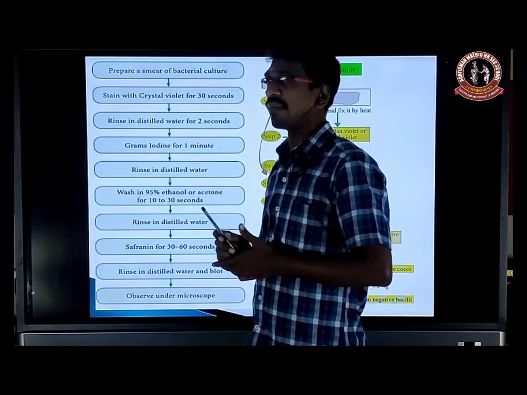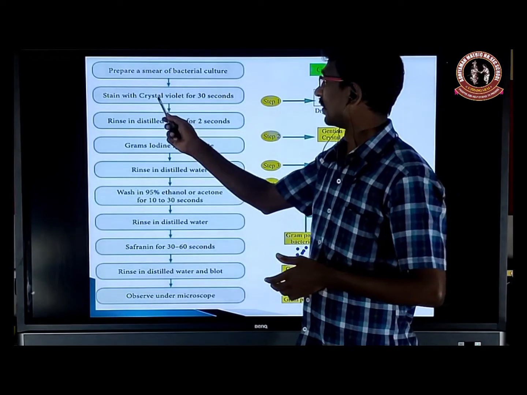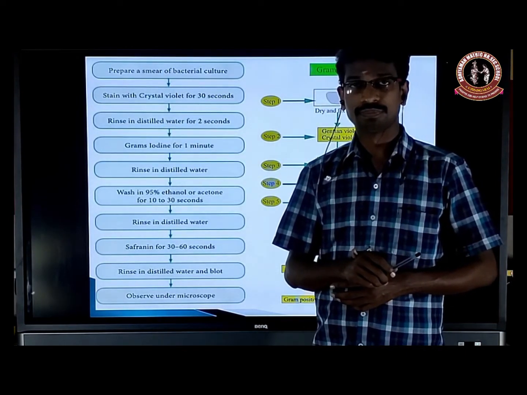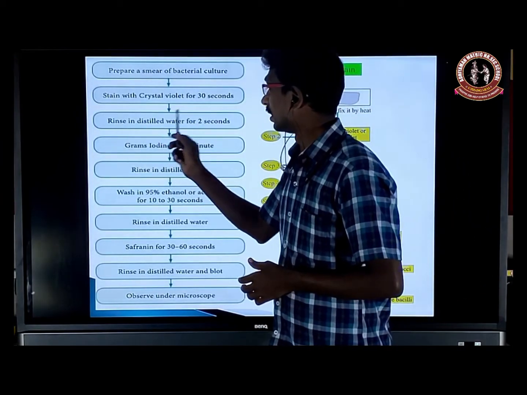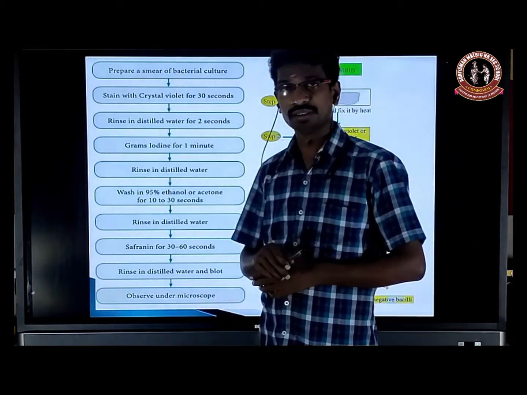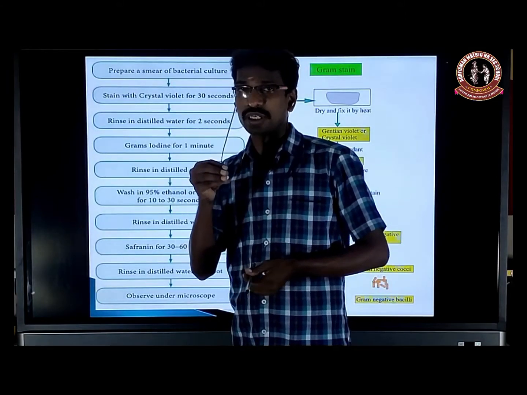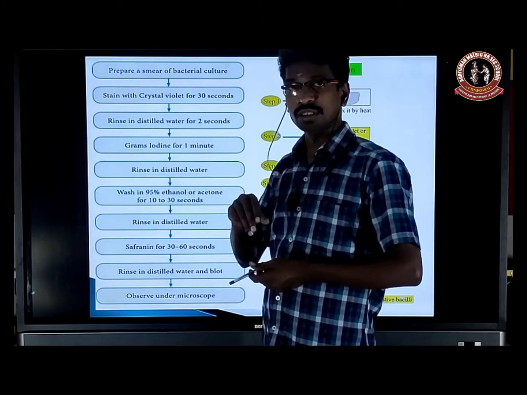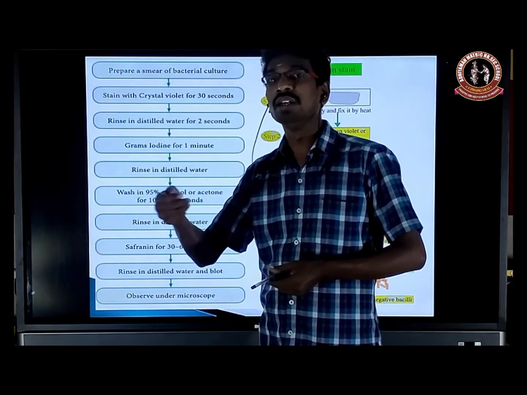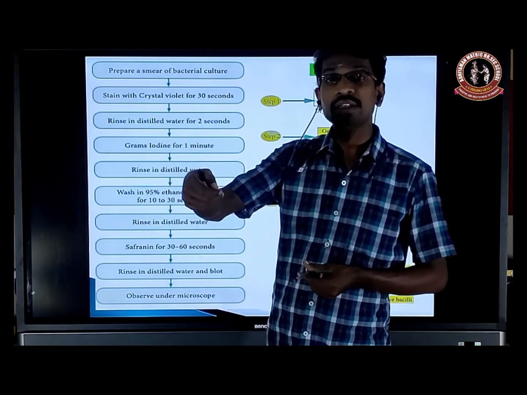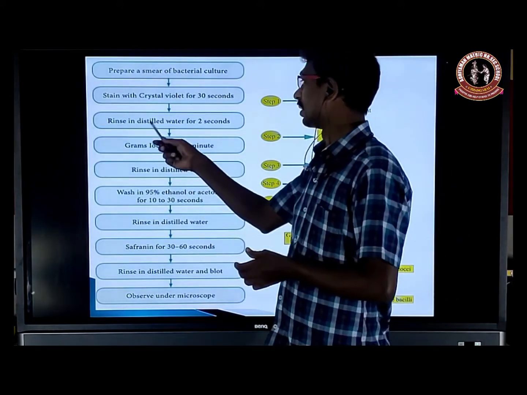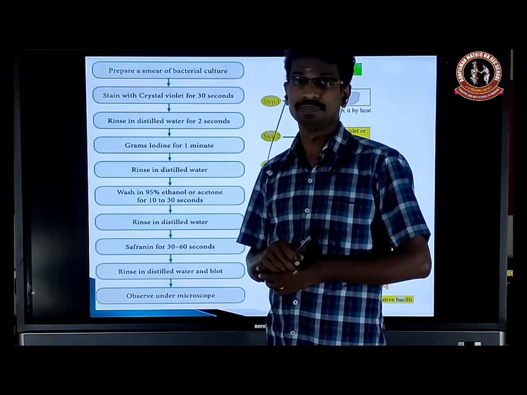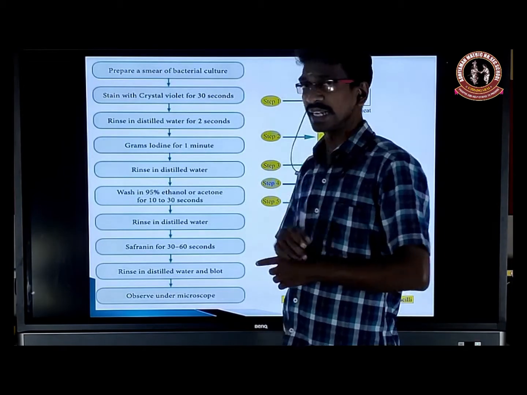And stain with the crystal violet. We stain with the crystal violet for 30 seconds, and then rinse in distilled water for 2 seconds. We can use very slow running tap water. So we rinse the slide with slow running water, that is, rinse in the distilled water, the purified water, for 2 seconds.